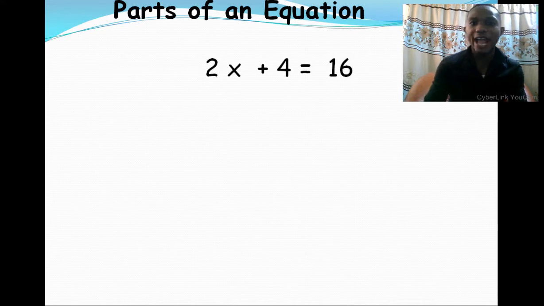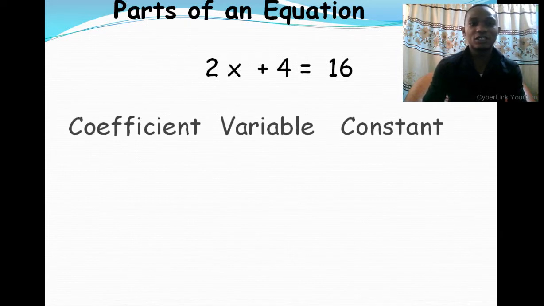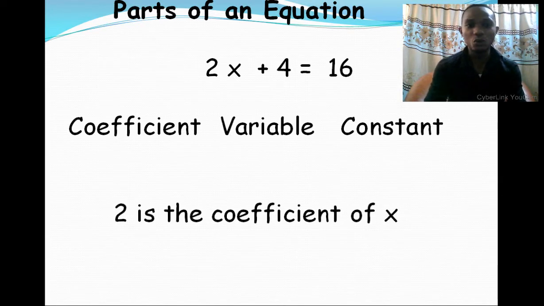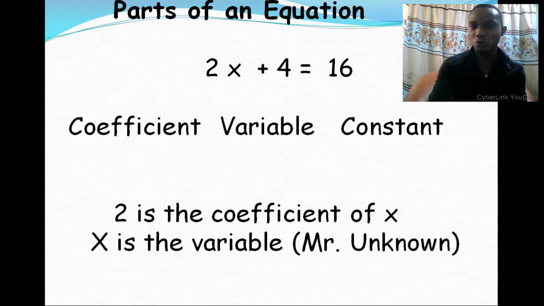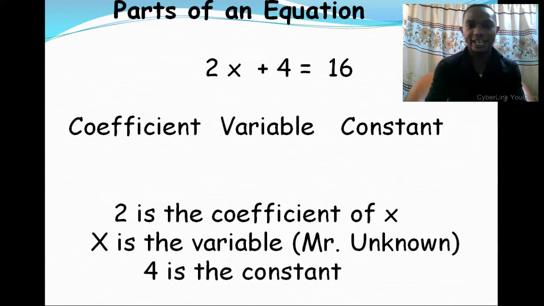Now we have 2x plus 4 is equal to 16. Now what are the parts? We have the coefficient, the variable, and the constant. 2 is the coefficient. X is the variable, which is the Mr. Unknown. And 4 is the constant.